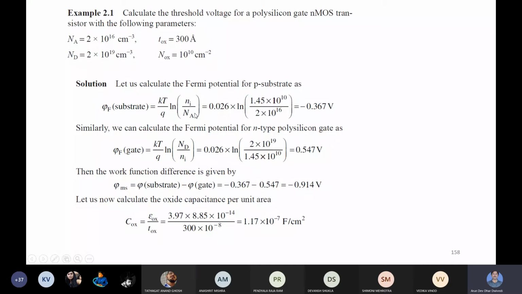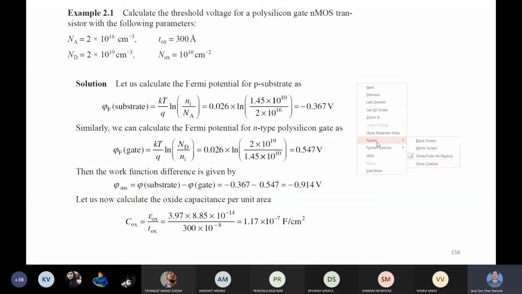Basically, it is equal to 0.026. If you put the Boltzmann constant, room temperature, and q, the electronic charge, then it comes. So you can also keep this value in mind: kT by q is 0.026 volt. Then ln of Ni by Na. So minus 0.3. Everything putting and solving, it is coming like that.